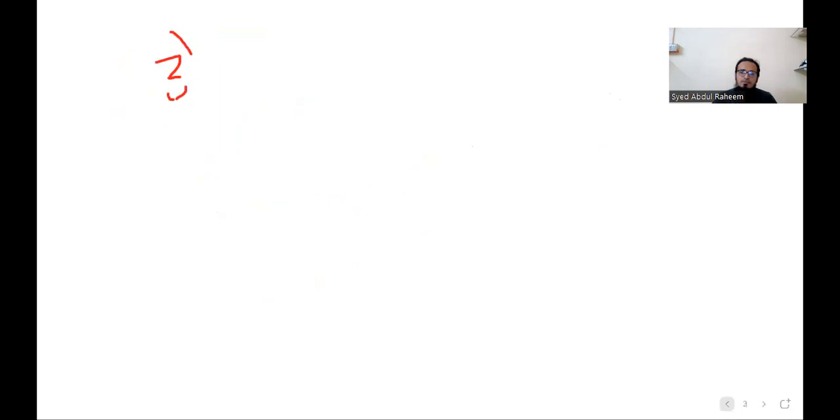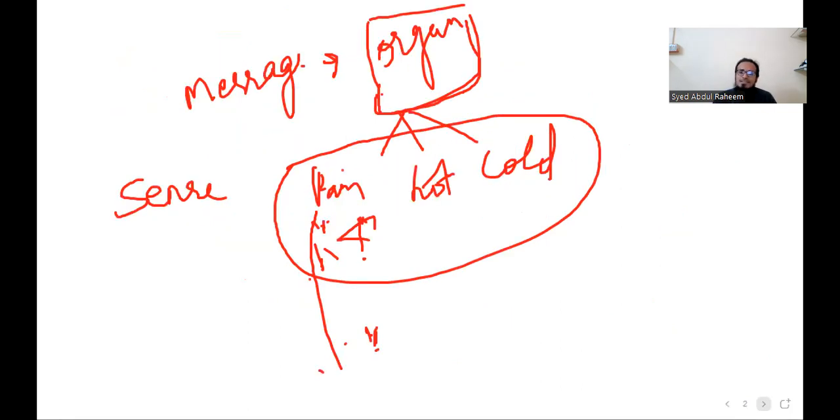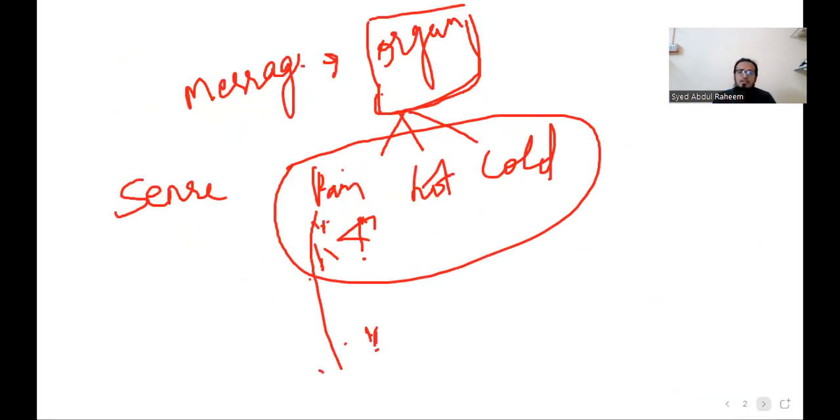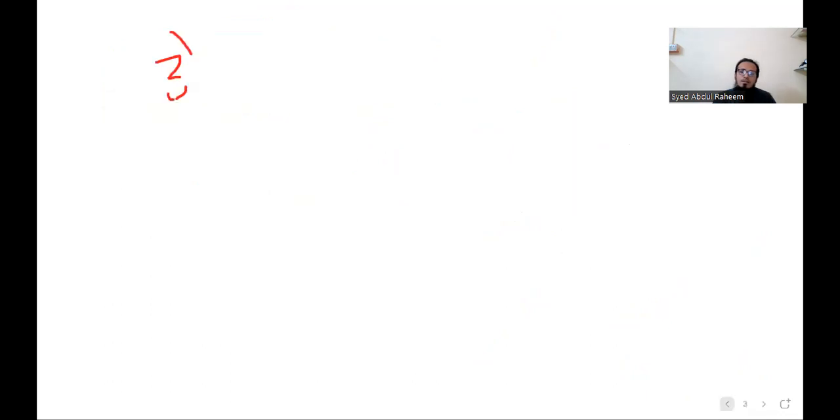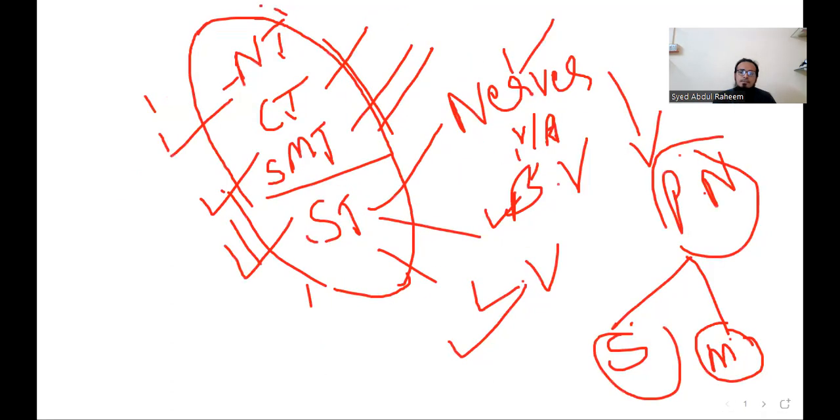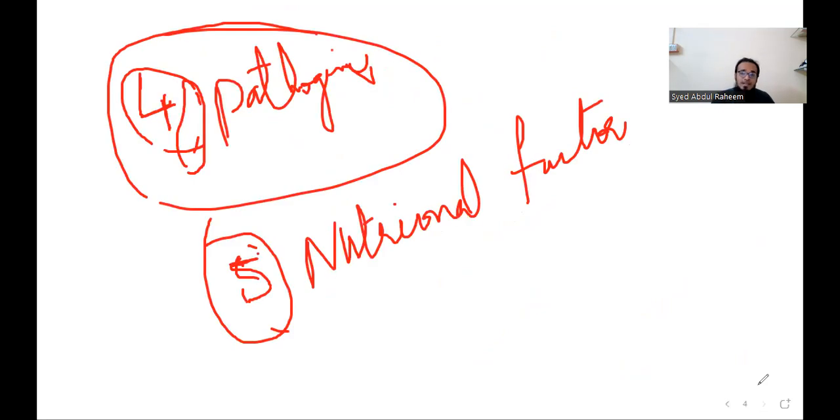So again, I am repeating that the first is due to the supplying factors. What are the supplying factors we have? Nerves, blood vessels, lymphatic vessels. In the nerves, we have sensory and motor, basically we call peripheral nerves. The second one is its own organs, own tissue damage. The third one is referred pain from any organ to another part. And the fourth one is pathogens.